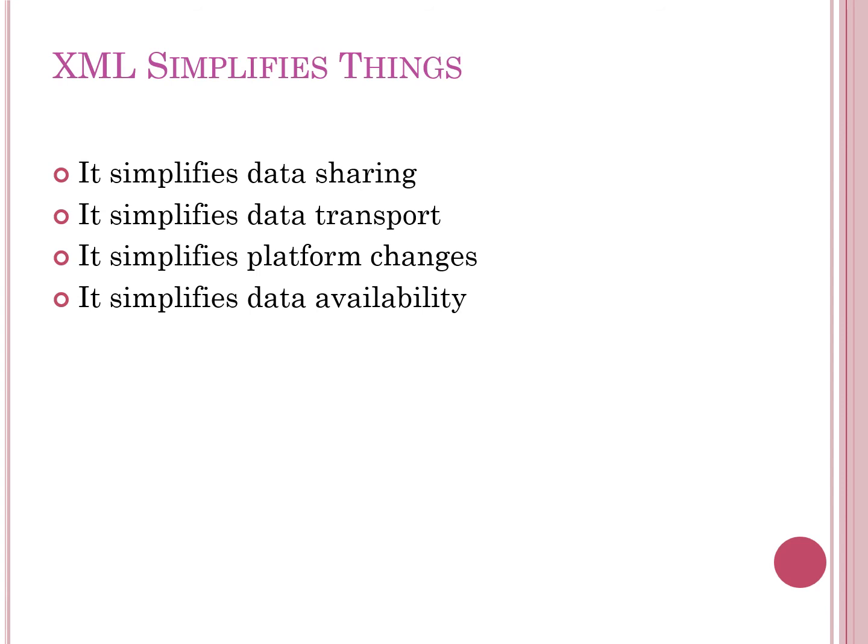XML simplifies things, that is, many computer systems contain data in incompatible formats. Exchanging data between incompatible systems is a time-consuming task for web developers. A large amount of data must be converted and incompatible data is often lost.